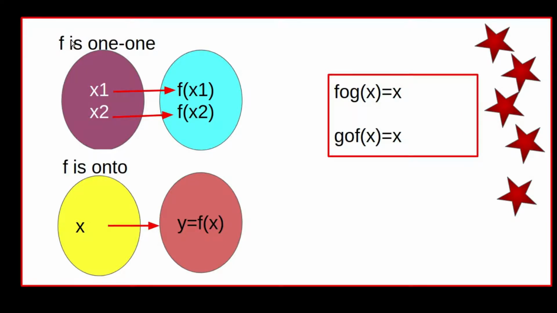Prove that f is 1-1 and onto, or prove that f is injective and surjective, or prove that f is invertible. Prove that f is invertible means we have to prove that f is both 1-1 and onto. If a function is 1-1 and onto, it is invertible. Then find f inverse. അതാണ് ഫസ്റ്റ് ടൈപ്പ്. Prove that f is invertible, find f inverse.